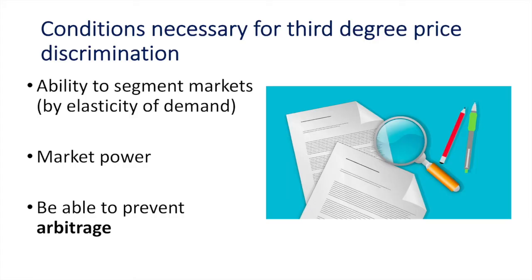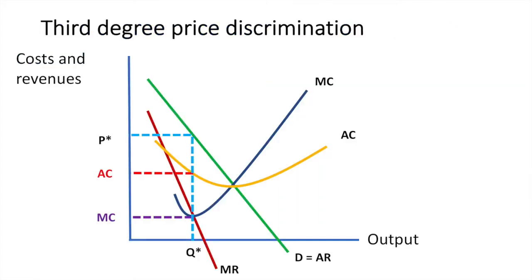Now let's see how the diagram looks. If these conditions are met, a firm can move away from the pricing model we've seen above of the profit maximizer towards something quite different. We'll take this market of Q star and break it into two segments. One segment with inelastic demand and another with elastic demand.